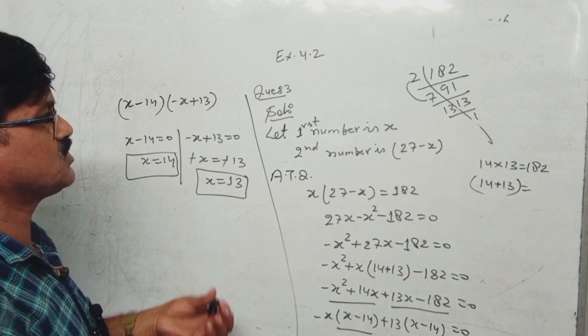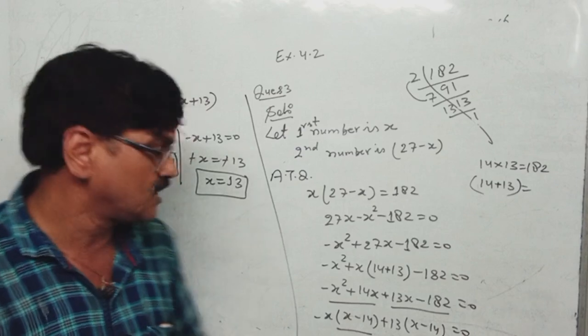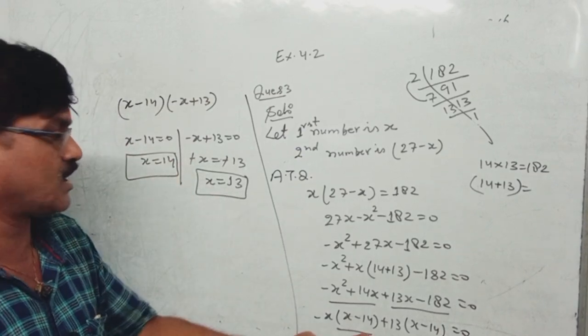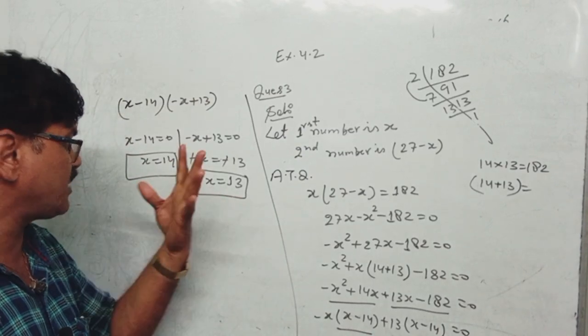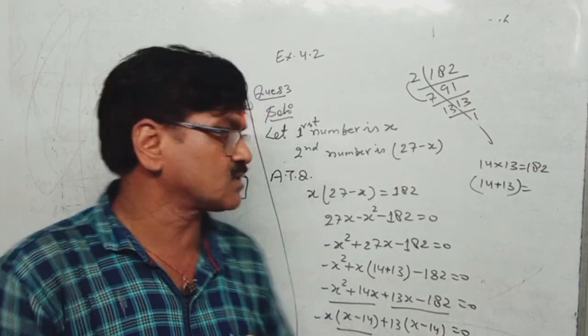You will check the question also, that sum of two numbers is 27. Question is sum of two numbers is 27. So 13 plus 14 is 27. Product is 13 times 14, 4 times 13 is 52, 1 times 13 is 13, 182. Means the product is 182 and sum is 27. So this is the question number 3.